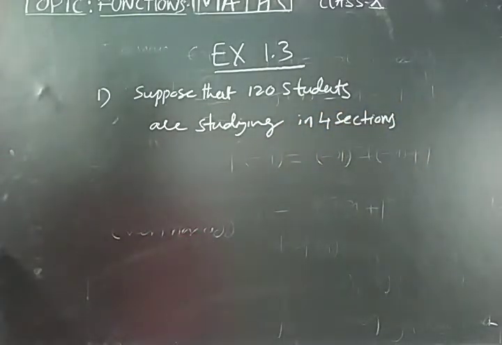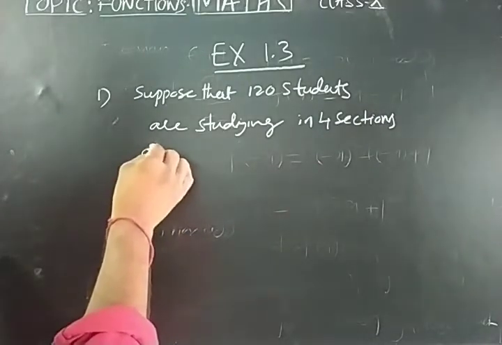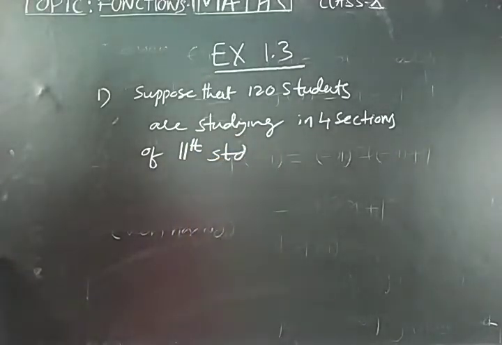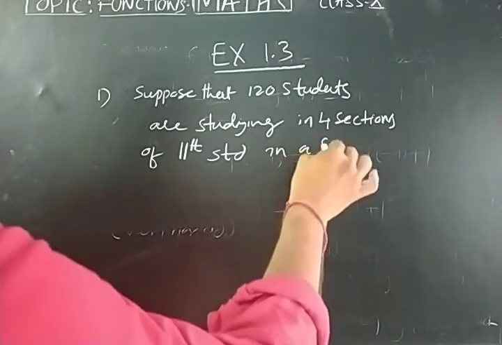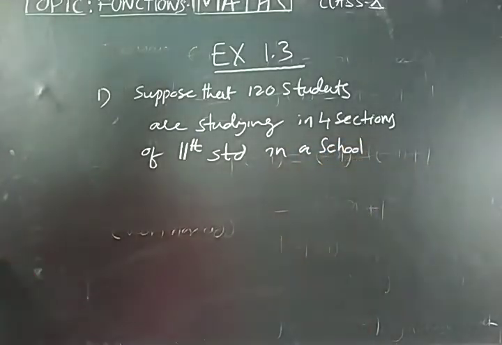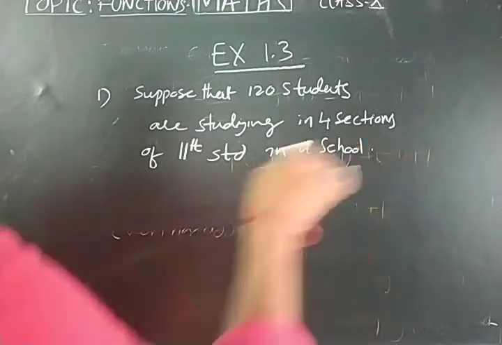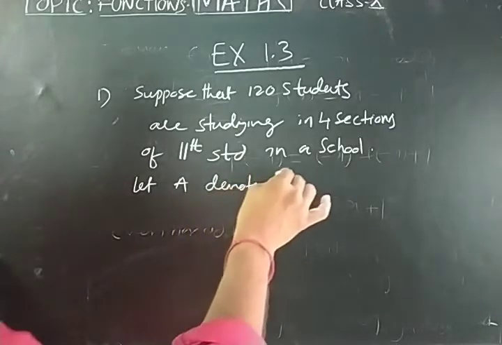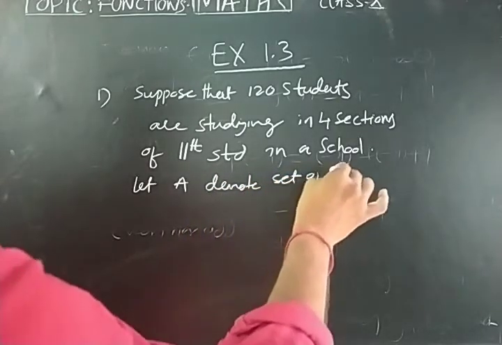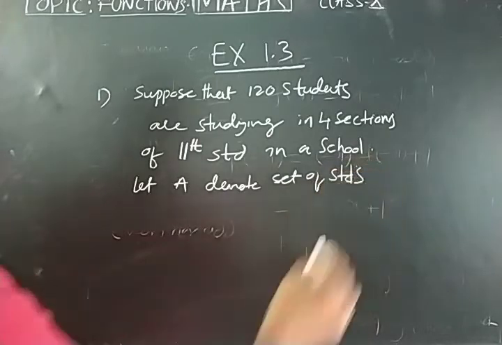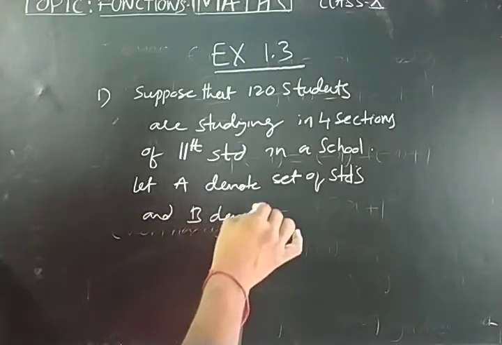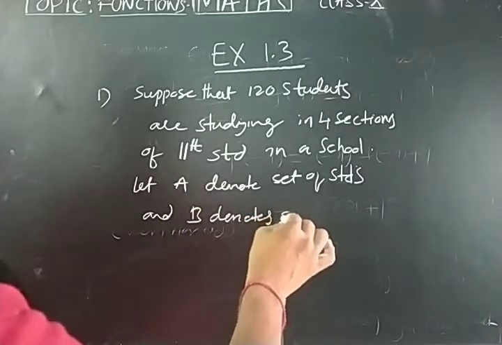120 students are studying in 4 sections of 11th standard in a school. How many students? 120 students are studying in 11th standard in 4 sections. Let capital A denote the set of students and capital B denote the set of sections.